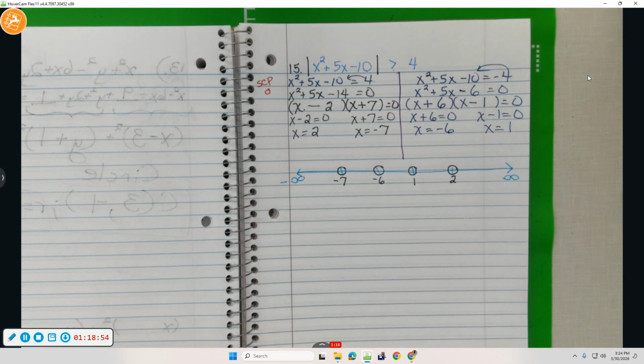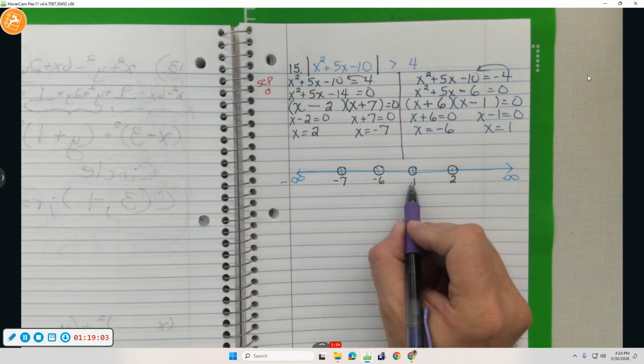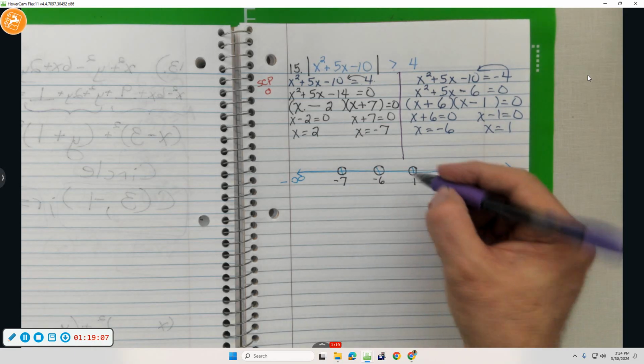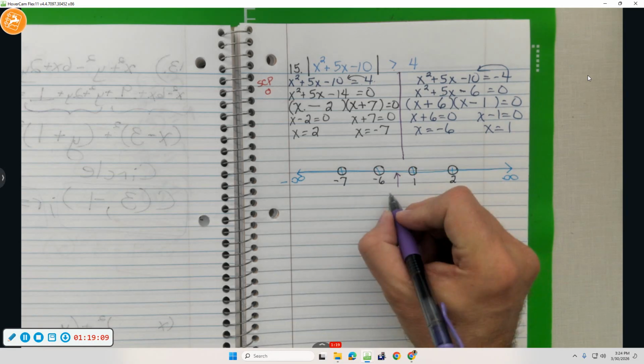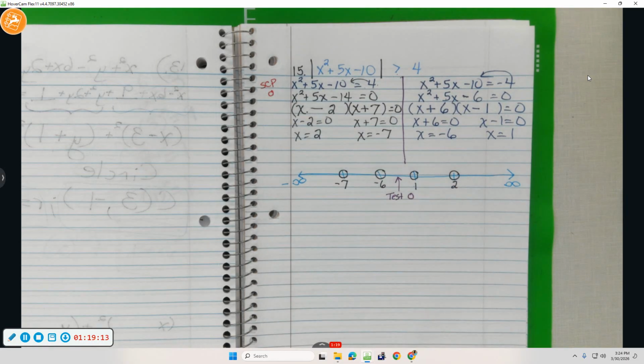Normally I test 0, but where does 0 lie? Always between a negative and a positive. So this is the interval between negative 6 and 1 that contains 0. So that's the interval I'm testing. I'll either cross it out or shade it, and then I'll alternate from there.